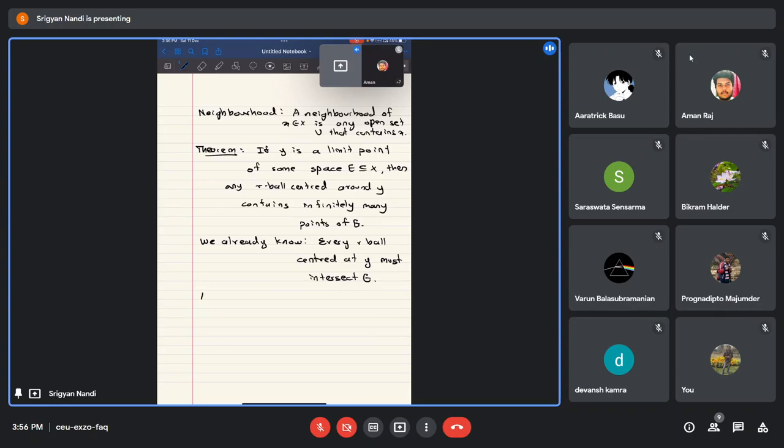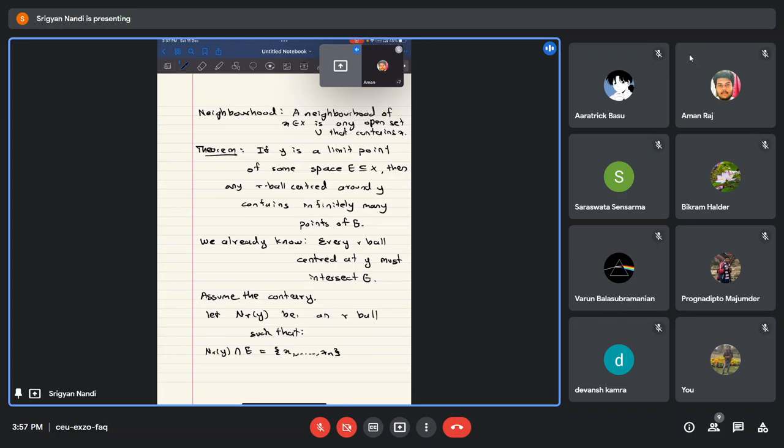So we assume the contrary. So let N_R(Y) be an R ball such that N_R(Y) intersects E. Its intersection with E is finite. And let that intersection be x1 till xn. So now we have that N_R(Y)'s intersection with E contains only a finite number of points.